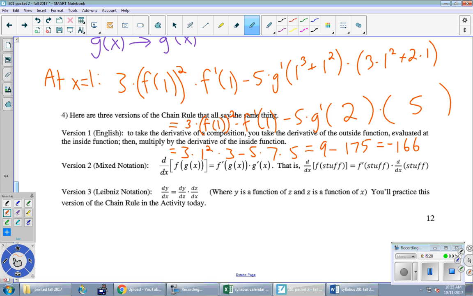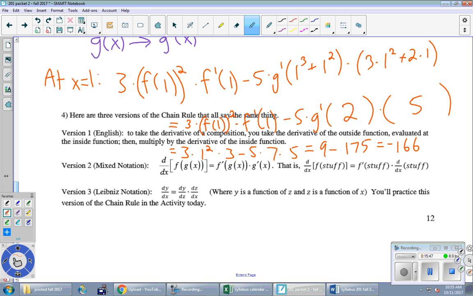Okay, number 2, the mixed notation version, f of g of x, that's composition. And so it's f prime of g of x times g prime of x, or in a little bit more common language, f of the stuff becomes f prime of the stuff times the derivative of the stuff.